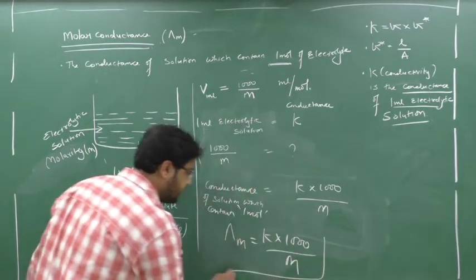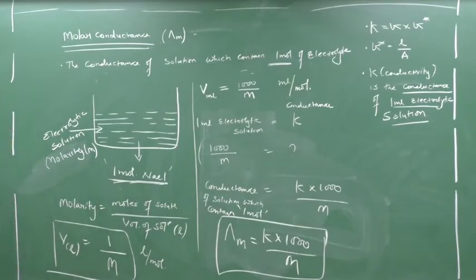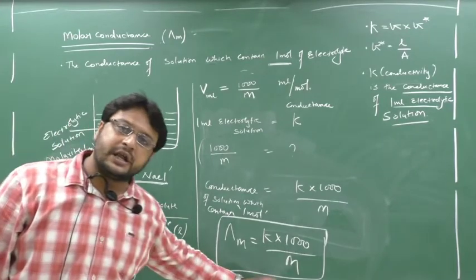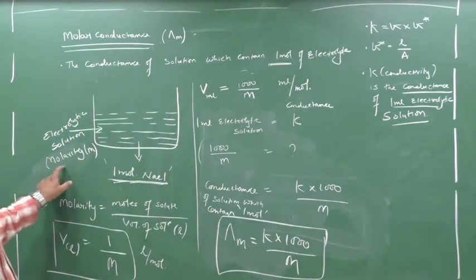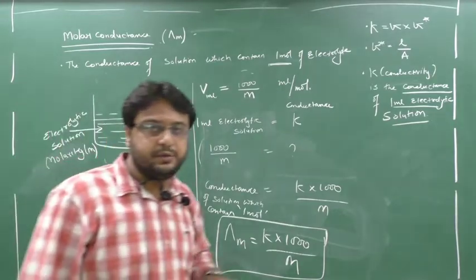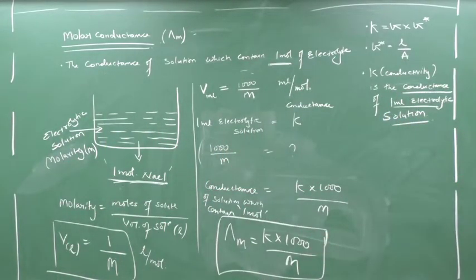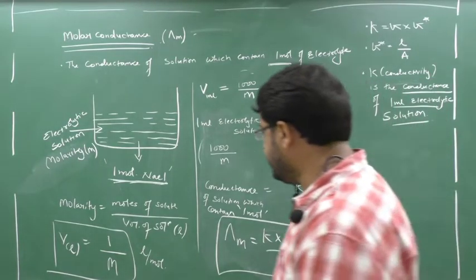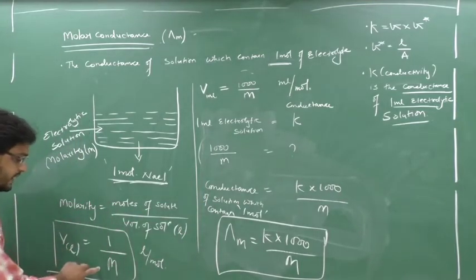So this is a very important formula for lambda m, that is K 1000 upon M. In certain books they have written K 1000 upon C. Instead of molarity M, they have taken molarity as concentration C, because concentration and molarity are one and the same. So lambda m equals K 1000 upon C. Clear? Now please remember this, the volume in liters is 1 by M.